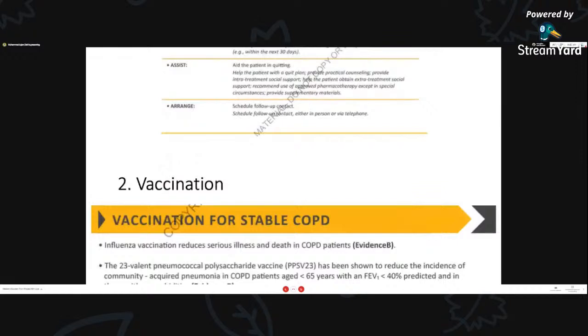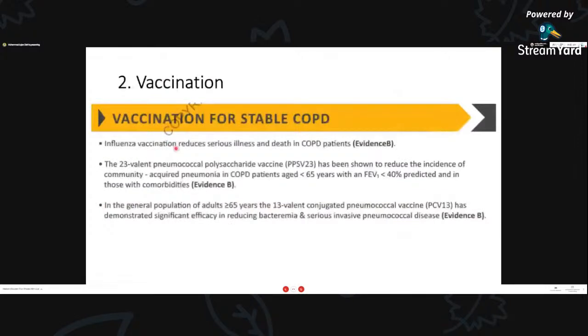Vaccinations. Of course, there are 2 vaccinations. First and foremost, against influenza. Second will be the pneumococcal vaccine. If the patients can afford to do so, then we can advocate the patients to do vaccinations, because it is not currently covered. So if the patient is able to afford, then we give.